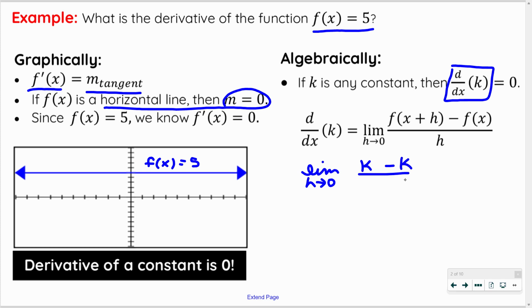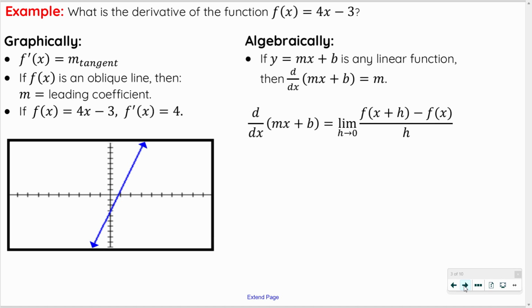So I have k minus k over h. So this is the limit as h approaches 0 of k take away k, which is 0, over h, which is just the limit as h approaches 0 of 0. And I know from limits that the limit of a constant is just the constant itself. So I've shown you graphically and algebraically that the derivative of a constant is 0.